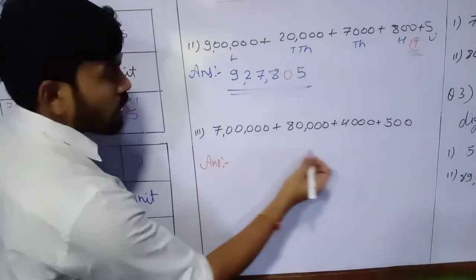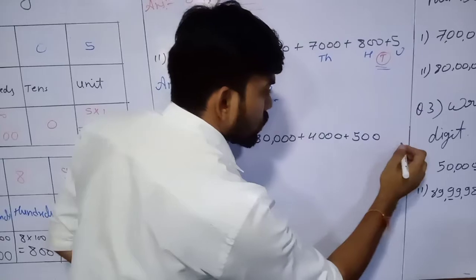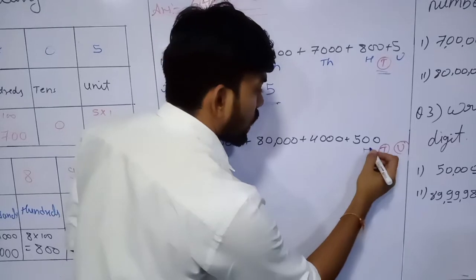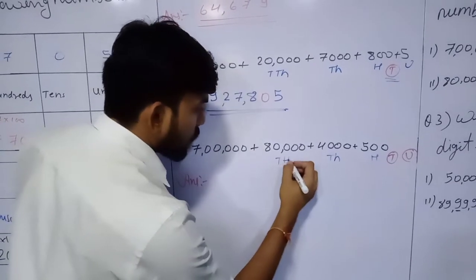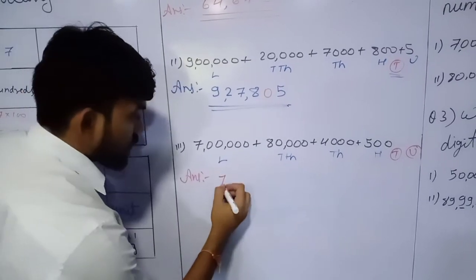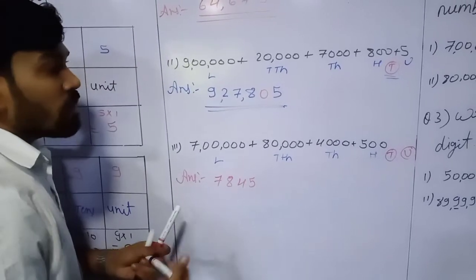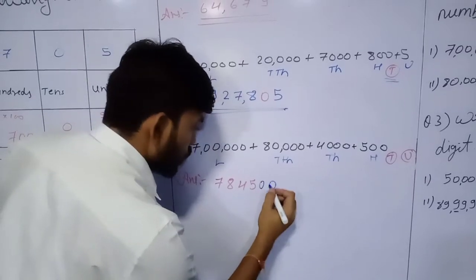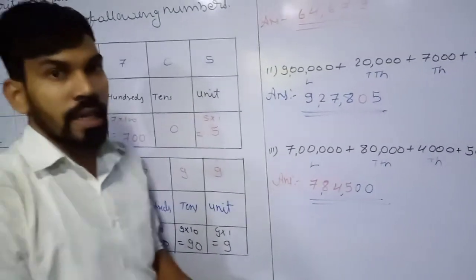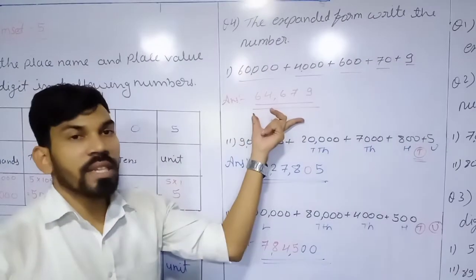In the third one, again unit is missing. 10 is missing. 5 is at the place of 100, then 1000, then 10,000, then lakh. So write it: 7, 8, 4, 5. We are missing tens and units, so put 2 zeros. So it will become 7,84,500. Got it? This way we can write the number, converting the given expanded form into a number.